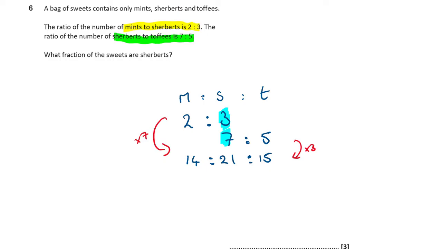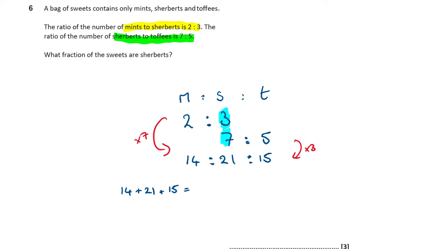So I can piece it all together. So now I know the ratio of mints to sherbets to toffees. I can now work out what fraction of the sweets are sherbets. So I've got 14 to 21 to 15 is my overall ratio. So there's 14 parts are mints, 21 parts are sherbets, 15 parts are toffee. So 14 plus 21 plus 15. How many parts is that altogether then?